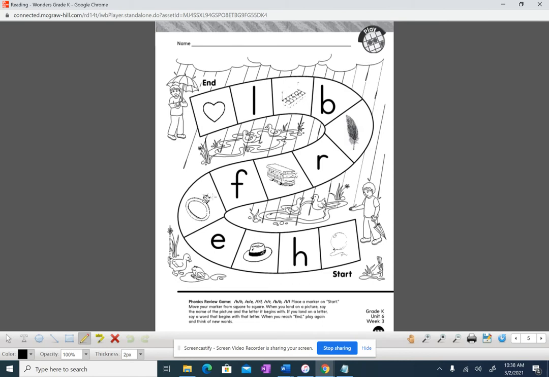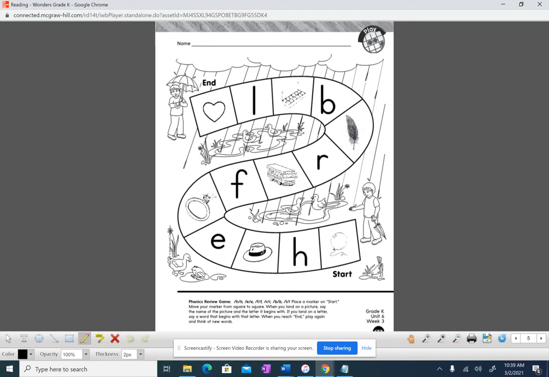So let's take a look. This is a game, and this is a game you can play with someone. To play the game, you put your marker at the top where the little boy is, or down at the bottom, where the balloon is. It says to move your marker from square to square. When you land on a picture, say the name of the picture or the letter it begins with. If you land on a letter, say a word that begins with the letter. And when you reach the end, play again.